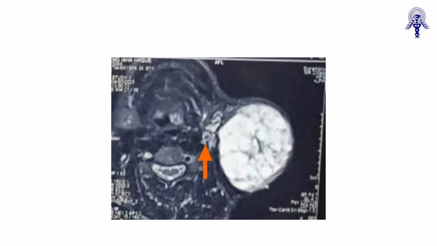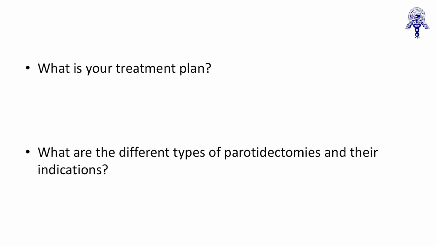Now, how will you manage the case? Devu, now it is your part. It's a superficial parotidectomy. So then, what should be the position of the patient and what incision will you give? Modified Blair. The position should be supine and turn the head to the opposite side of the swelling.